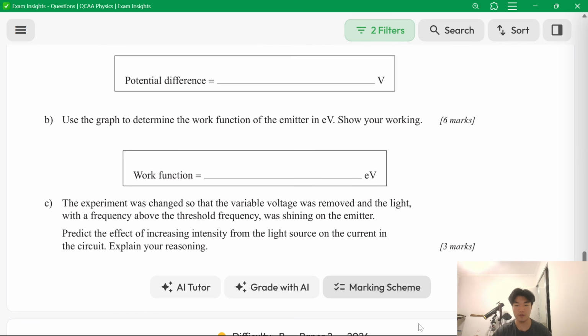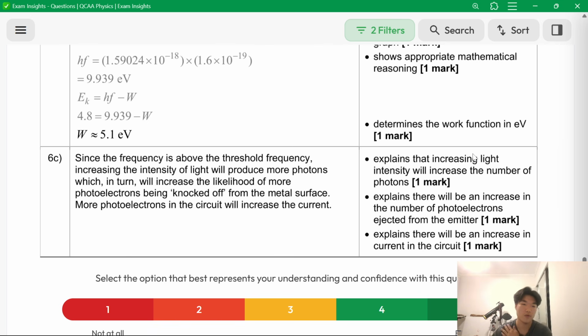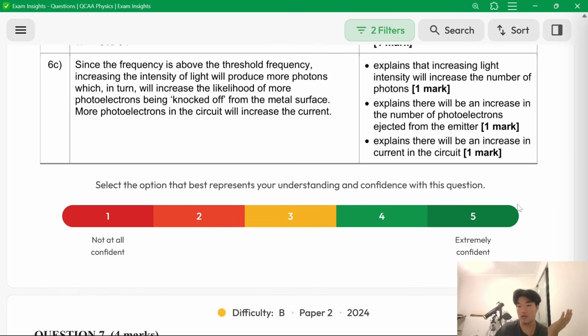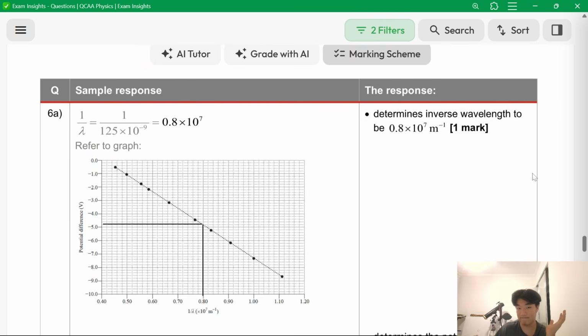That's all I can say, to be honest. I don't know. I'm definitely missing something, but since frequency is above threshold frequency, increasing intensity will produce more photons. Will increase the likelihood of photoelectrons being knocked off. I mean, I basically said that. Okay, I'll accept that.